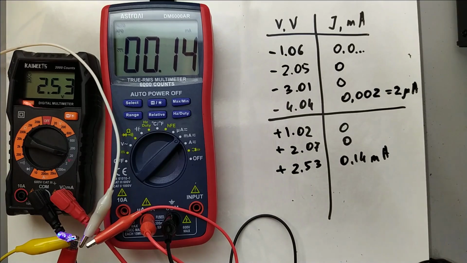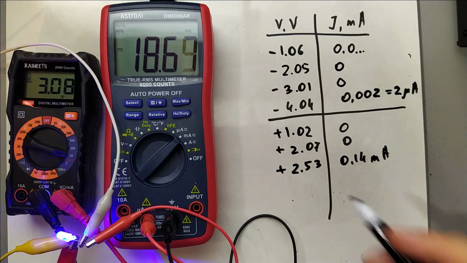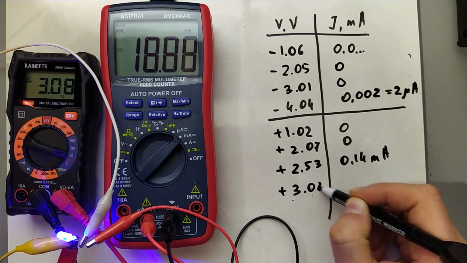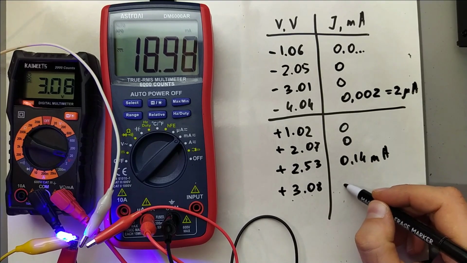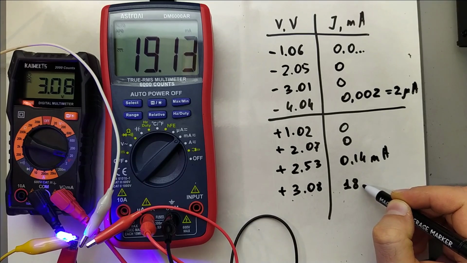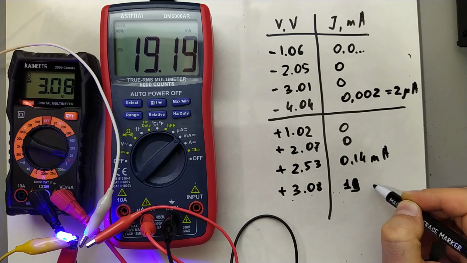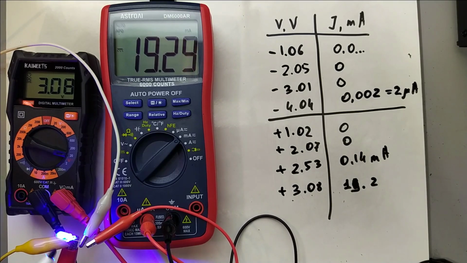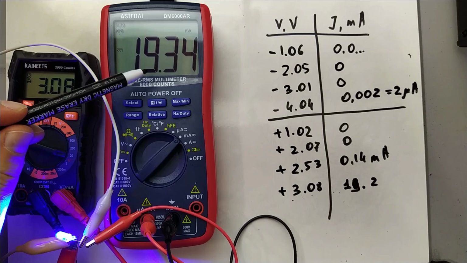So let's see what happens further. Let's go to 3 volts. Oh, you see, at 3 volts this LED becomes very bright, and so it's plus 3.08, and we have already 18, actually 19 already, 0.2 milliamperes, and this current is increasing.